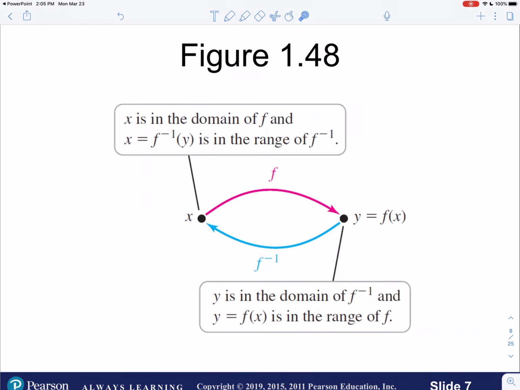If we have a function, the function f takes a mapping of x to y. So x passes through this function and outputs our y. F inverse takes that y value and maps it back to x. So it's like it undoes the function. Okay.